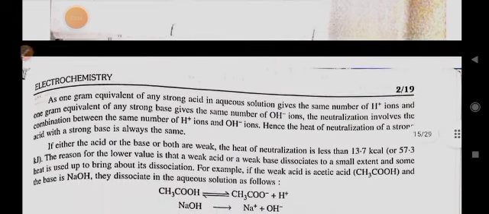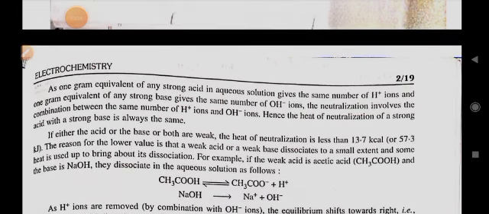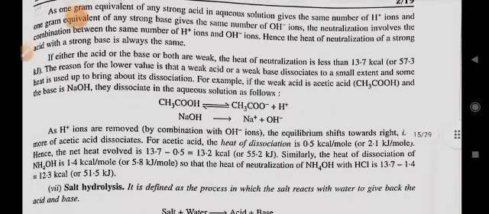As 1 gram equivalent of any strong acid in aqueous solution gives the same number of H+ ions, and 1 gram equivalent of any strong base gives the same number of OH- ions, the neutralization involves the combination between the same number of H+ and OH- ions. Hence, the heat of neutralization of a strong acid with a strong base is always the same.